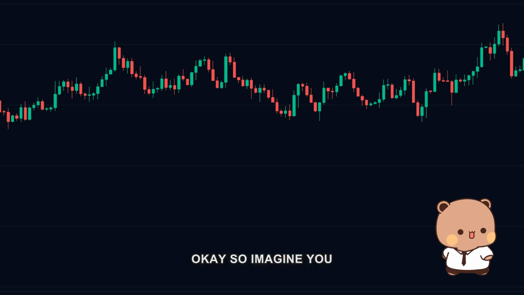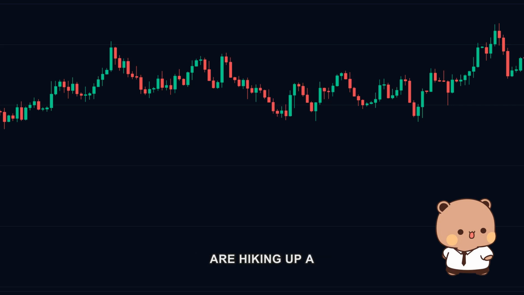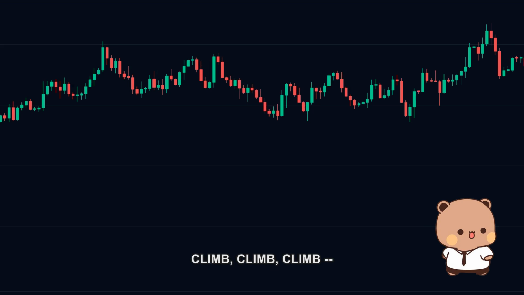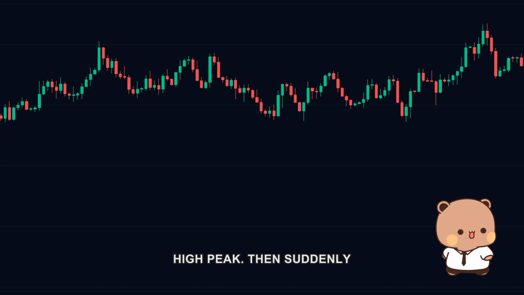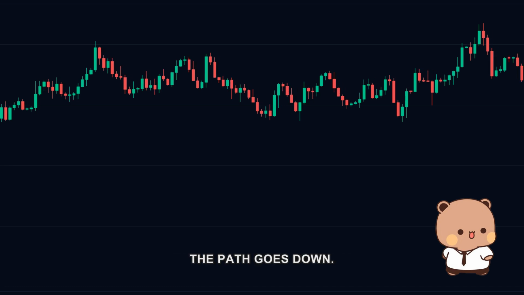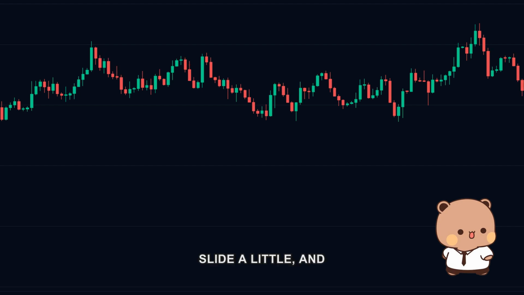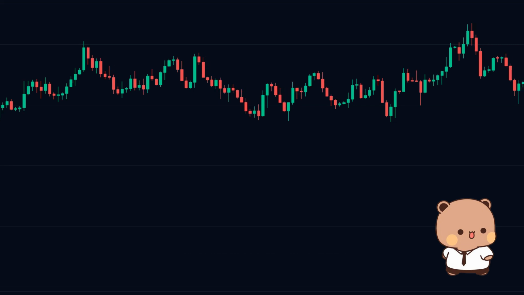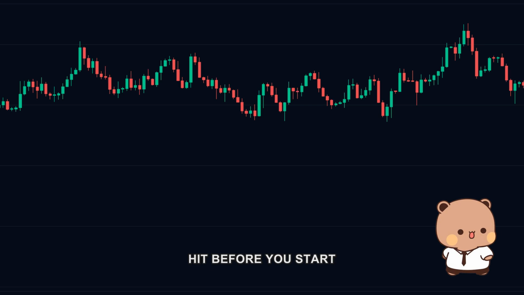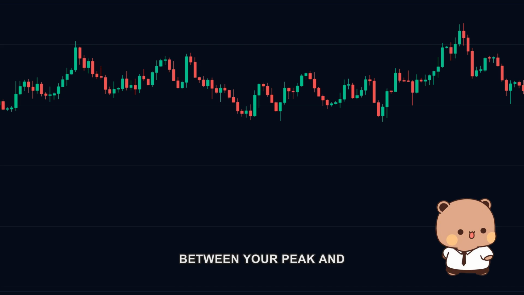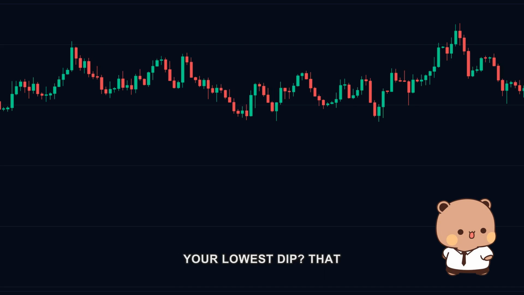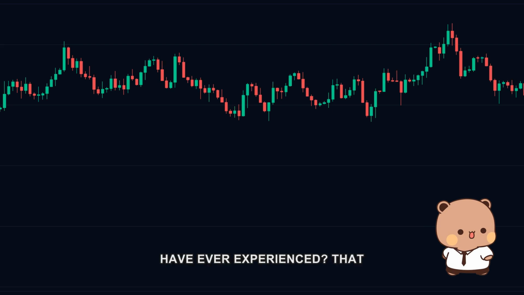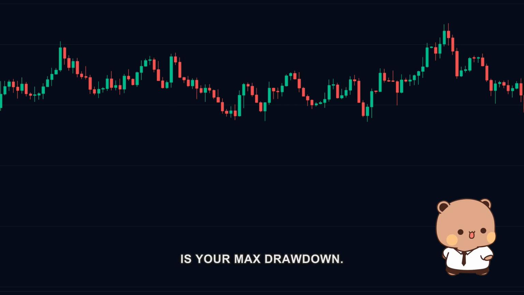Let's go! Okay, so imagine you are hiking up a beautiful mountain. You start at the bottom, you climb. You reach a nice high peak. Then suddenly, the path goes down. You slip a little, slide a little, and now you are lower than your highest point. That lowest point you hit before you start climbing again. That gap between your peak and your lowest dip. That is your drawdown. And the biggest drop you have ever experienced, that is your max drawdown.